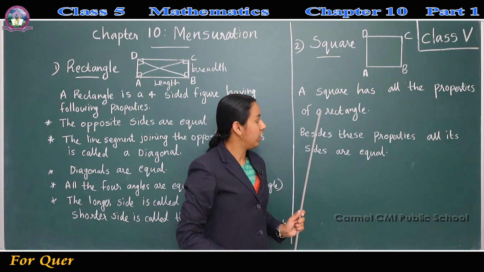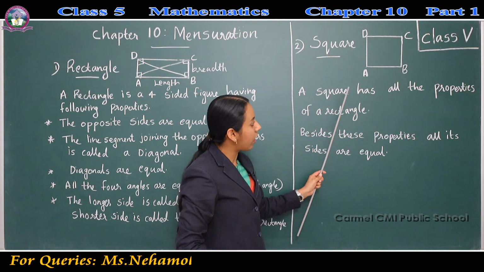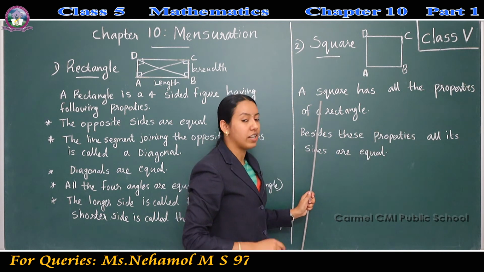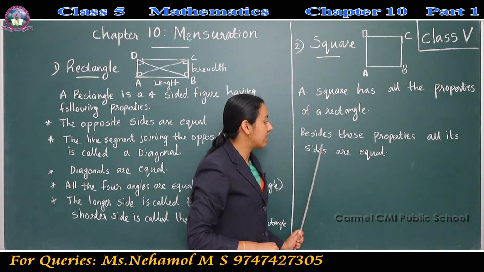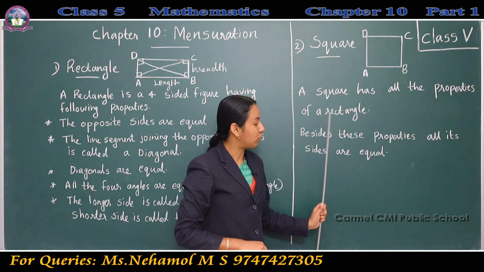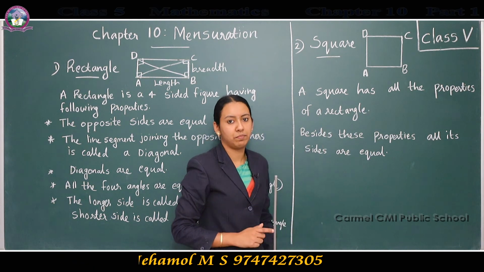Then next one, square. What is a square? Yes, a square has also four sides. A square has all the properties of a rectangle. Besides these properties, all its sides are equal. For a square, all the sides are equal.